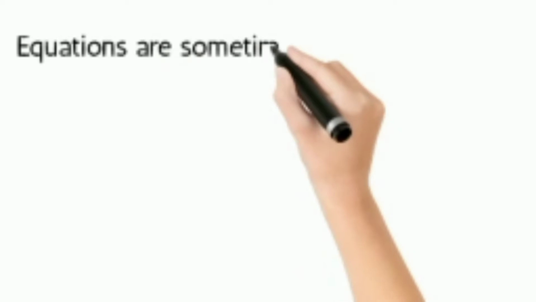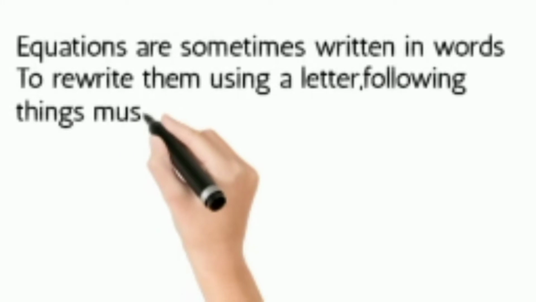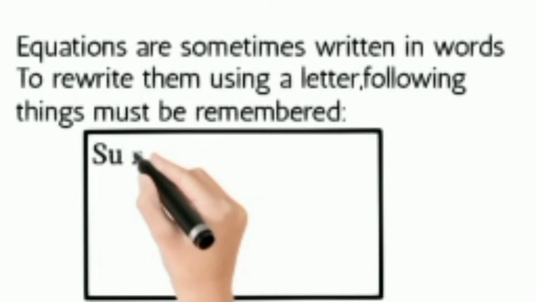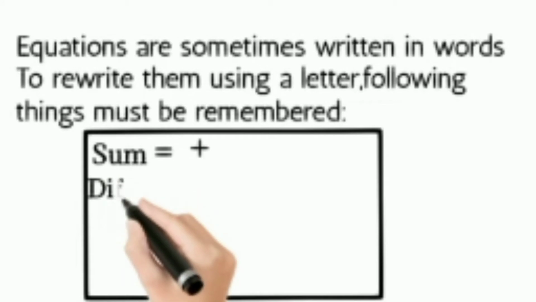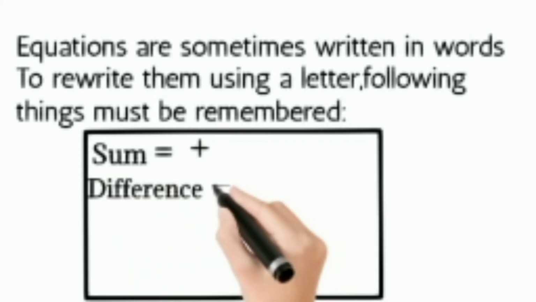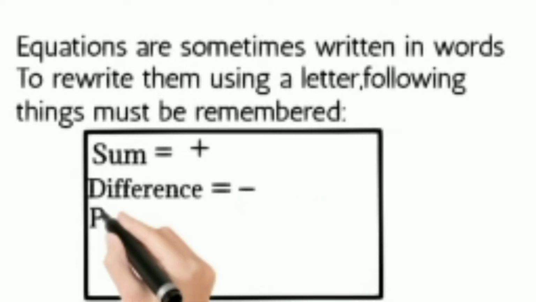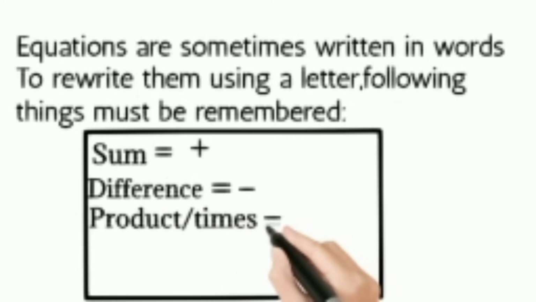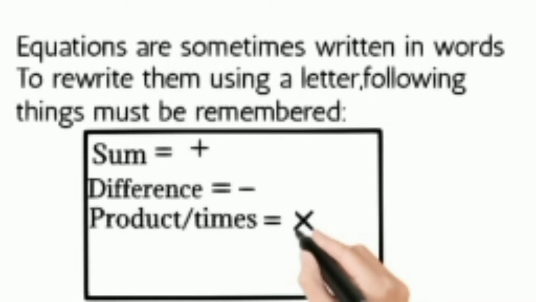Equations are sometimes written in words. To rewrite them using a letter, the following things must be remembered. The first one, sum. Sum denotes addition, so we'll use the plus sign. Difference denotes subtraction, so it can be represented by minus. Third one, product or times. These two words represent multiplication, so it can be denoted by the symbol of multiplication.